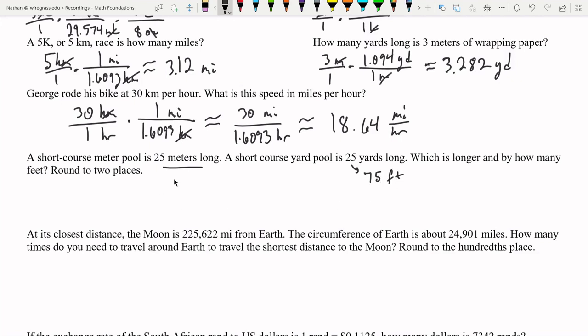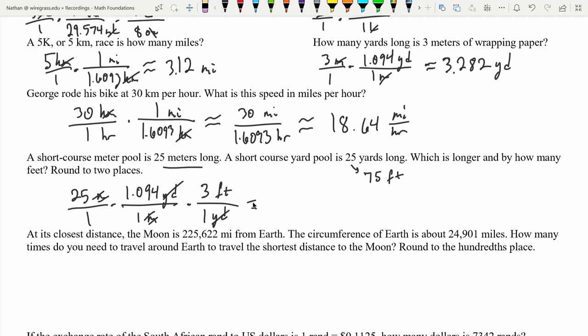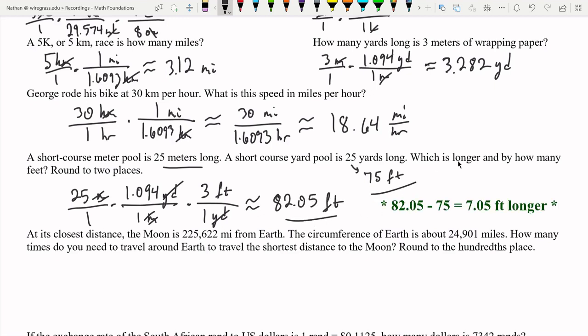But we can convert meters to yards and then yards to feet. So 25 meters, approximately equal to 1 meter is 1.094 yards. And there are 3 feet to 1 yard. Yards cancel, meters cancel. And that gives us approximately 82.05 feet. So yeah, definitely the meters is longer than the yards.